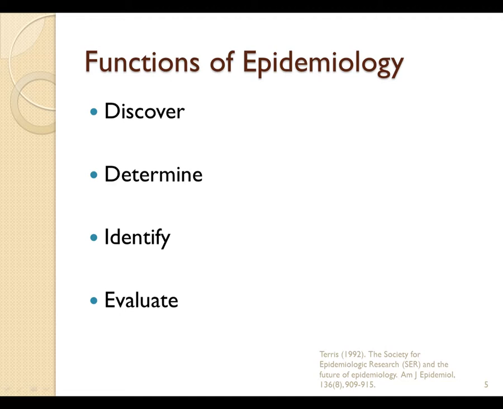Milton Terris recognized four main functions of epidemiology. These are to discover the agent, host, and environmental factors that affect health in order to provide the scientific basis for the prevention of disease and injury and the promotion of health. To determine the relative importance of causes of illness, disability, and death in order to establish priorities for research and action. To identify those sections of the population which have the greatest risk from specific causes of ill health in order that the indicated action may be directed appropriately, and to evaluate the effectiveness of preventive and therapeutic health programs and services in improving the health of the population.